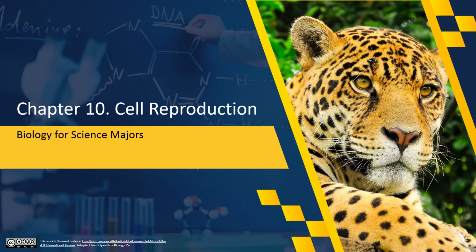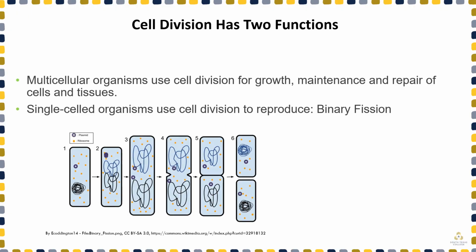So part of cell theory says that all cells come from pre-existing cells. So in this chapter, we're going to look at how existing cells give rise to new cells through a process called cell reproduction. This process we see in multicellular organisms as a way of growing the organism, maintaining, repairing tissues within the organism. In single-celled organisms, this is a process by which the actual organism reproduces itself.